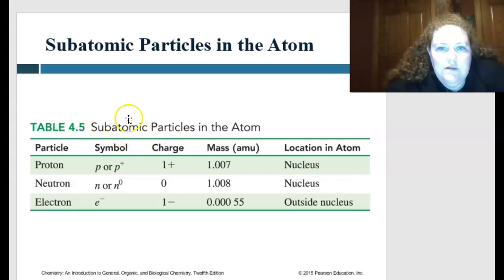And so here's a fun table of subatomic particles in the atom. The proton, which can be either written as a P or a P+, has a positive 1 charge and a mass of 1, and its location is in the nucleus. The neutron is neutral charge, remember, and that also has an atomic mass of 1. And again, location is going to be in the nucleus. Where the electrons are little buzzy guys, they have a negative 1 charge and are almost weightless, but they do have a very small mass, and those are found orbiting around or outside the nucleus.